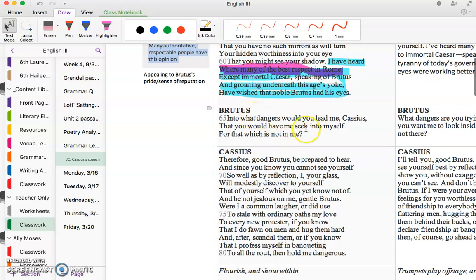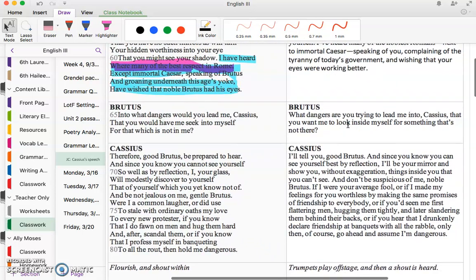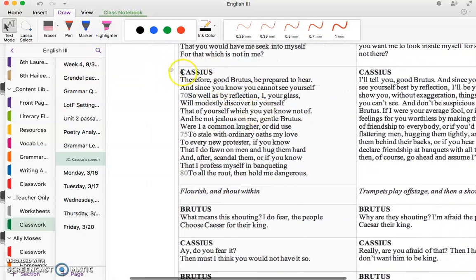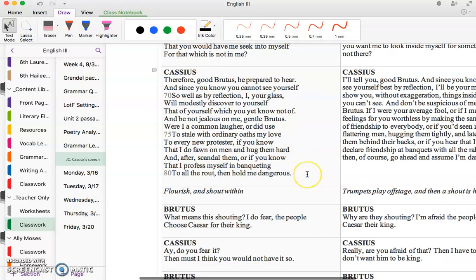So then Brutus, of course, asks, "What dangers would you lead me, Cassius?" He's skeptical. He doesn't want to just be persuaded out of nothing. Cassius then responds, "Therefore, good Brutus, be prepared to hear. Since you know you cannot see yourself, so as I do by your glass, modestly discover to yourself that which you do not yet know of. And be not jealous on me, gentle Brutus. Were I a common laugher, or did use to stale with ordinary oaths my love to every new protester, if you know that I do fawn on men and hug them hard, and after scandal them, or if you know that I profess myself in banqueting to all the rout, then hold me dangerous."